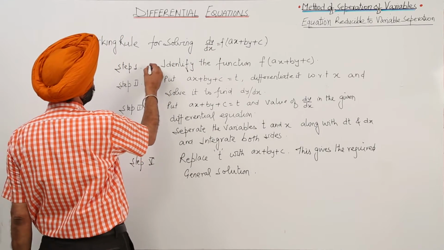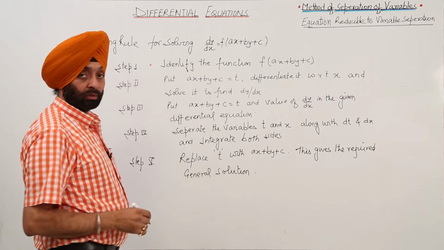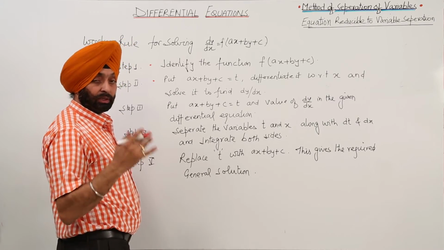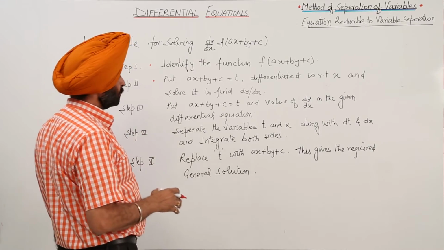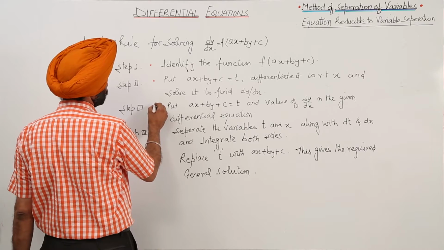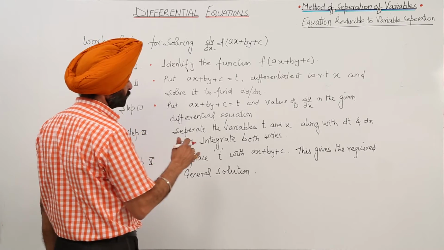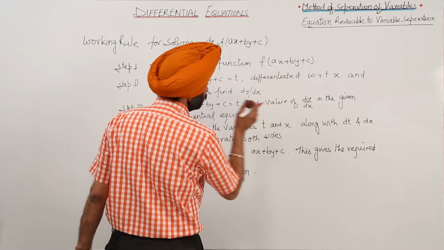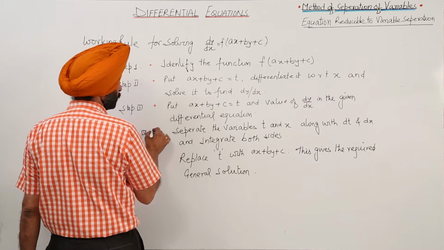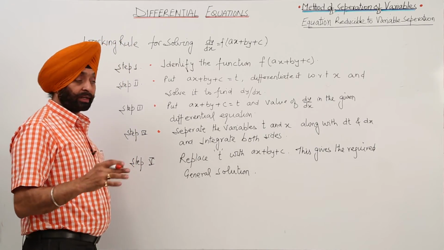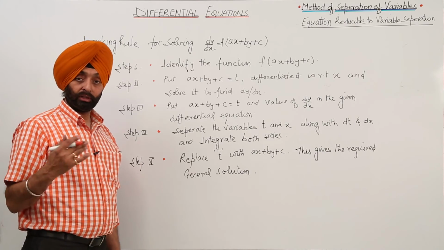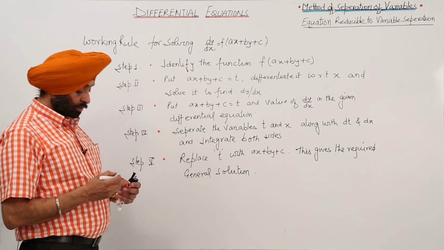Now step number 1, identify the function ax plus by plus c, put ax plus by plus c is equal to t, z, whatever you wish, differentiate it with respect to x and solve it to find dy by dx. Step number 3, replace ax plus by plus c with t and also put the value for dy by dx in the given differential equation. Now easily you can separate the variables. After separating the variables, integrate them, and on the final put the value of t with ax plus by plus c, and that is your required general solution.